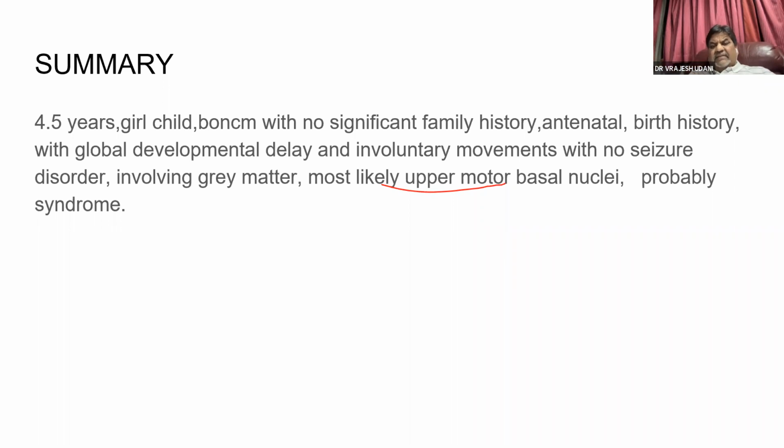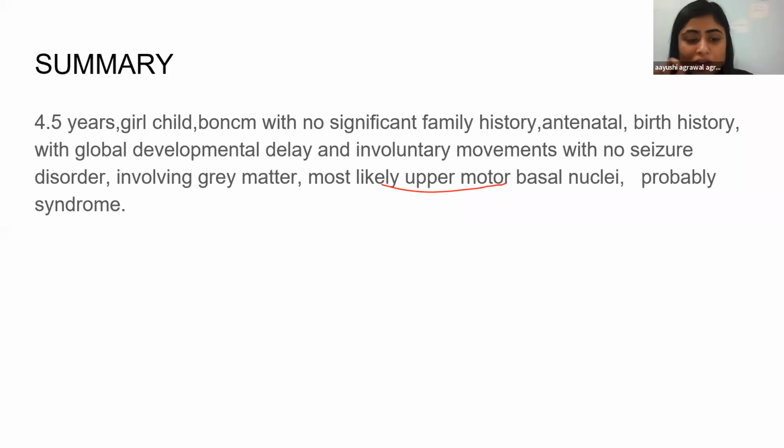And please don't mention, in the history, gray matter, upper basal ganglia. What is upper motor basal nuclei? I don't know what that means also. No, sir. Actually, since there was no seizure involved, I was considering it gray matter. No, you're saying gray matter with no seizures. That's exactly the opposite. No, sir. Involuntary movements were there. So, involuntary movement can be seizures.